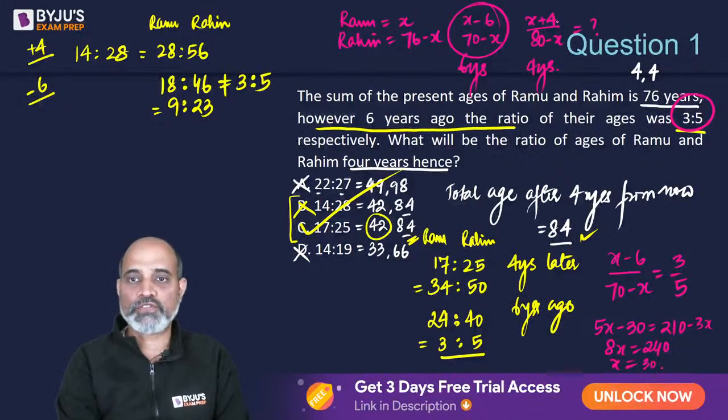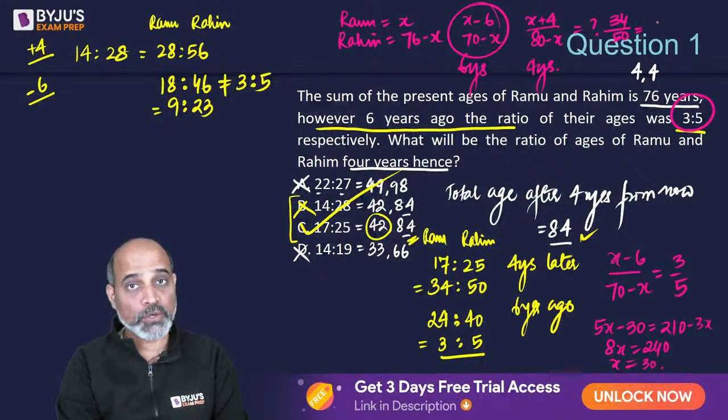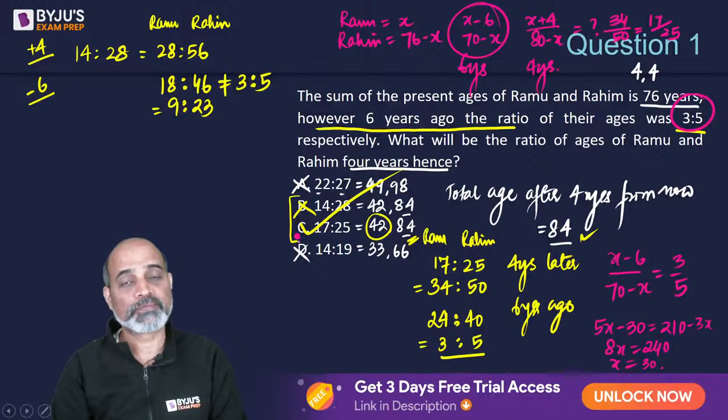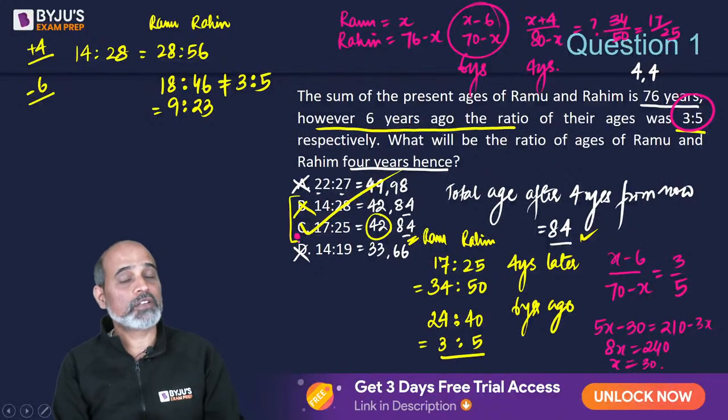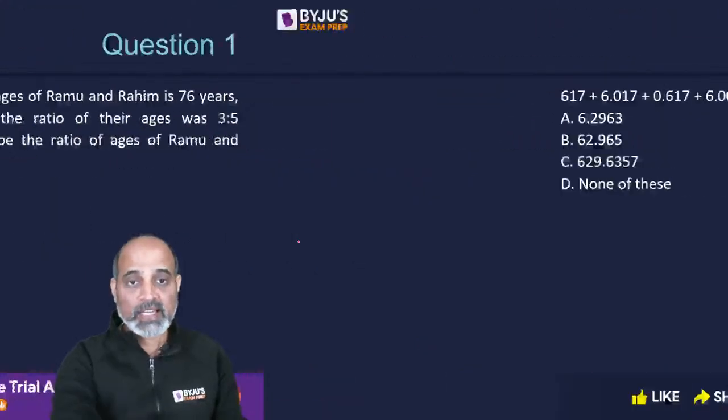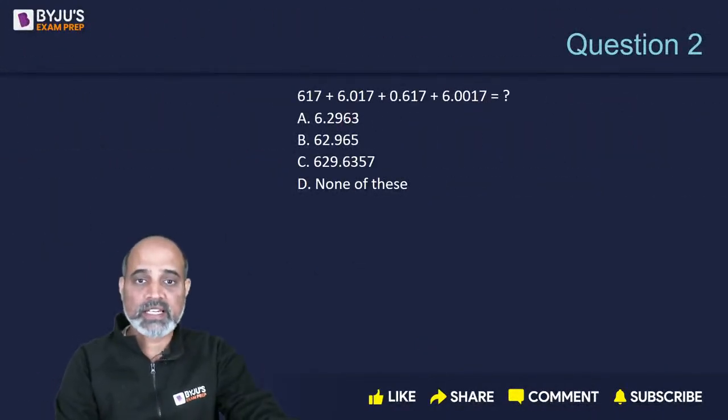If I get the value of x as 30, we have to put it over here. 30 plus 4 is 34, and 80 minus 30 is 50. 34 and 50, if we simplify them by 2, I'll have 17 and 25, which gives us our option C. So two different ways of solving, one using options, another proper solution. Let's look at the next question now.